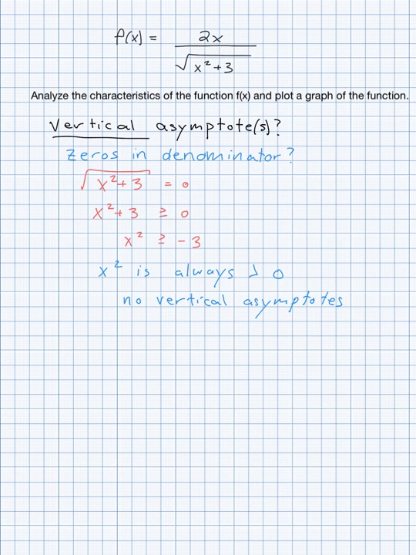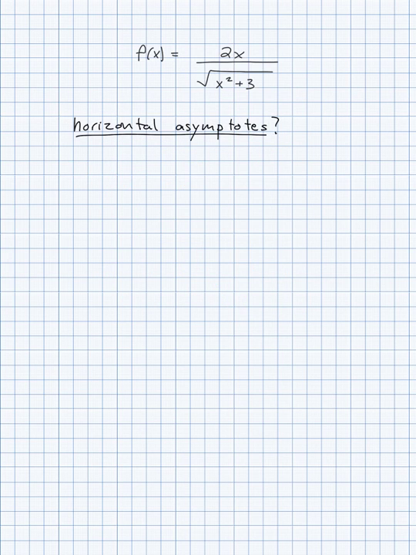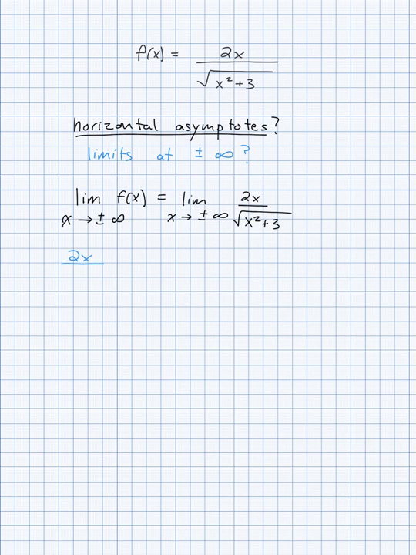Having confirmed that there are no vertical asymptotes, the next thing I'll look for are any horizontal asymptotes. To check for horizontal asymptotes, what I really have to ask is, what are the limits at plus and minus infinity? To determine the limits at plus and minus infinity, I want to actually evaluate the limit, but I have to do a little bit of work to manipulate the function into a more convenient form. So 2x over the square root of x squared plus 3.